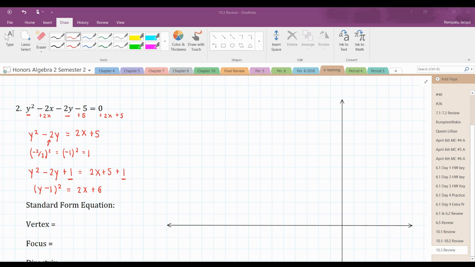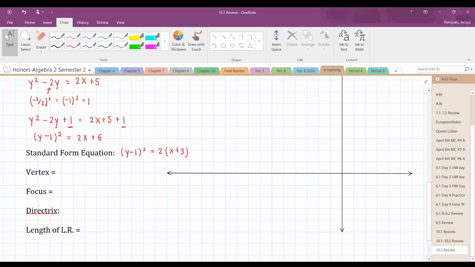So my standard form equation is now going to be y minus 1 quantity squared equals, what do 2x and 6 have in common? Well, they have a 2 in common. So that leaves us with x plus 3 left over in parentheses. There's my standard form. Okay, so then identifying the vertex, remember the number that is in with the y is my k value, the number that's in with my x is my h value, but I change the signs. So it'll be negative 3, positive 1 for my vertex.